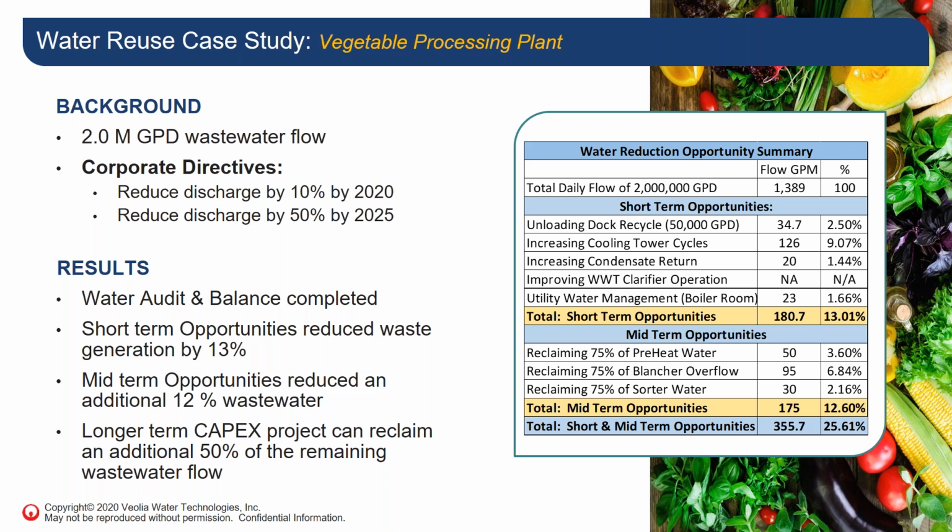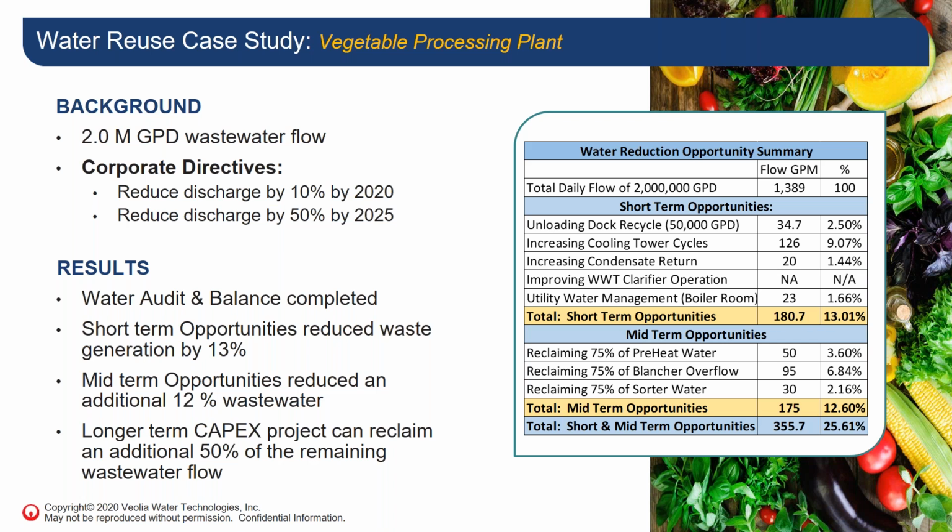The second case study, a vegetable producing plant. They were producing about 2 million gallons per day of wastewater flow, and the plant had both short-term and long-term objectives that were pretty substantial. A 10% immediate reduction in water consumption by this year, and a 50% reduction 5 years down the road. I want to focus on this because there are a lot of initiatives here listed on this chart that are simply water conservation initiatives. So by tightening the belt, as referred to earlier, this plant was able to reduce short-term 13% of their total water consumption.